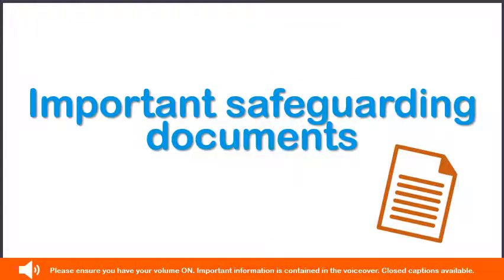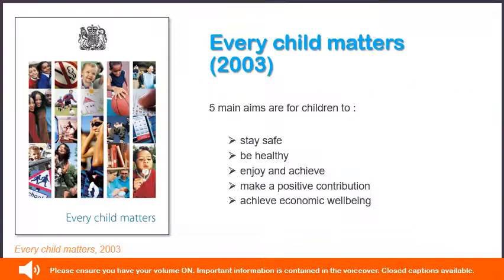We will now look at some important documents to do with safeguarding young people. The document titled Every Child Matters was published in 2003, due in part to the Victoria Climbié tragedy. Its 5 main aims were for children of every background to have the opportunities to stay safe, be healthy, enjoy and achieve, make a positive contribution and achieve economic well-being. Again, it's about much more than just recognising signs of abuse and neglect.